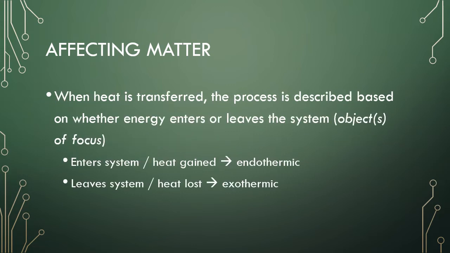When heat is transferred, the process is described based on whether energy enters or leaves a system, being an object or objects that you are focused on. For example, the system could be a particular reaction that you are looking at. If energy enters the system, aka if heat is gained by the system, this process is endothermic. If energy leaves the system, aka if heat is lost by the system, the process is exothermic. A large portion of spontaneous chemical reactions are exothermic, although not all of them are, just many.